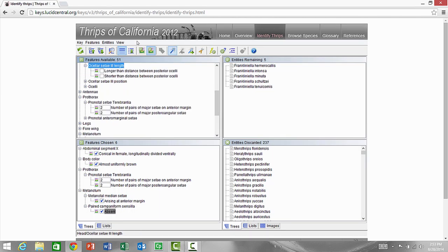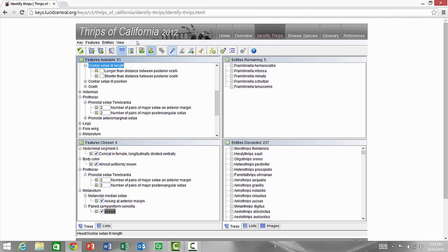Again, choosing the next best character, it's asking us ocellar CD3 length. It is a little difficult to see the first two pair, but by focusing in and out, we can see them. This would be two here, and this is one here. And here's the third. This is the ocellar triangle. Here's ocelli 1, 2, and 3. The ocellar triangle here.